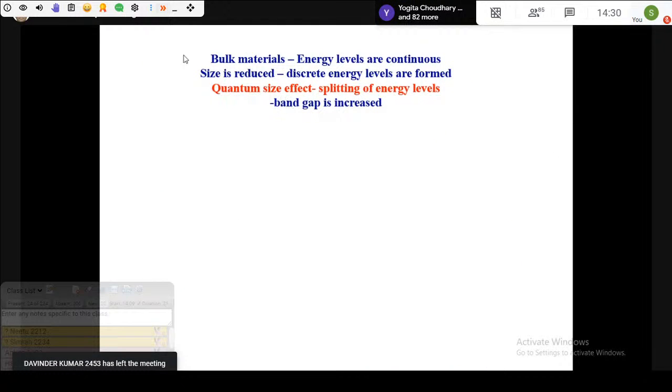So how is it related to your textbook? I would like to show that when we have a bulk material, generally when you learn about band theory, how the conduction and valence bands are formed, that time you have learned about the energy levels. So in bulk material, energy levels are continuous.